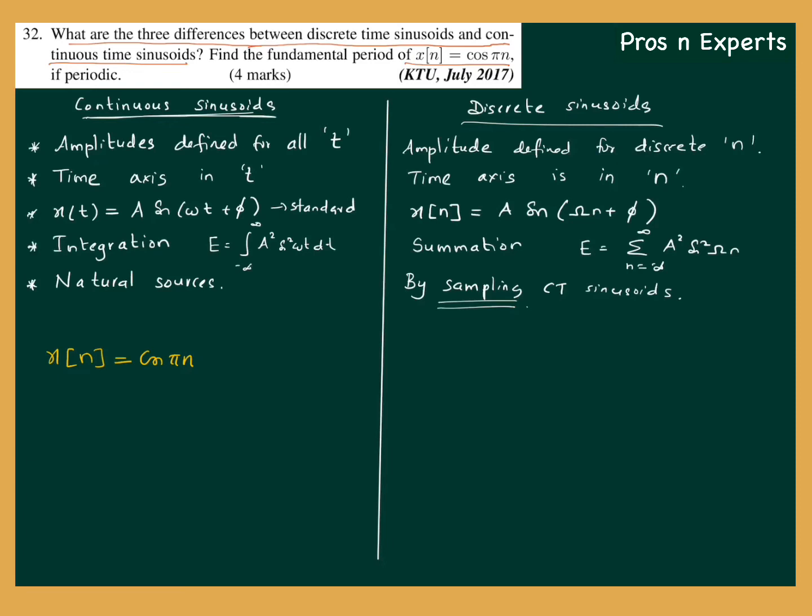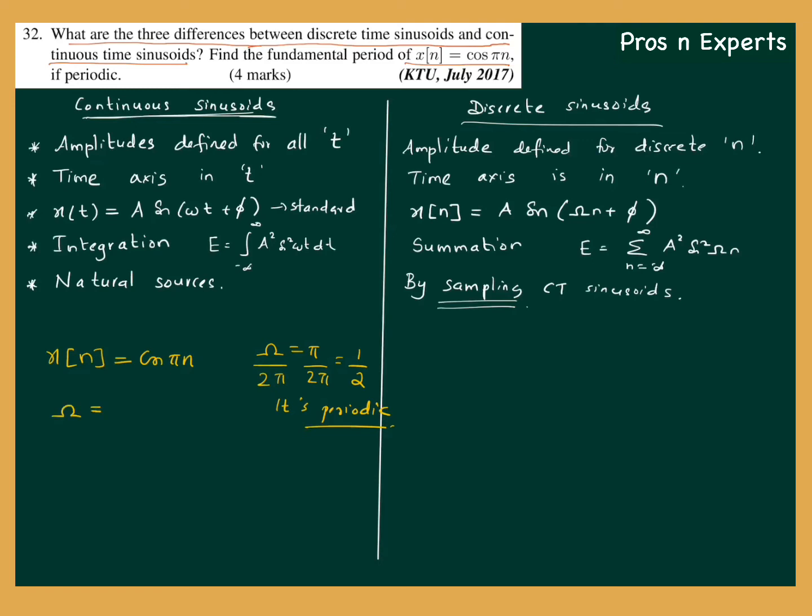First, we need to find out if it is periodic. For that, to check whether this discrete time sinusoid is periodic, you find out omega. Omega is nothing but the coefficient of n inside this cosine term. Okay, that is pi. So omega is equal to pi. Now find omega by 2 pi. So pi by 2 pi will give you a ratio of integers. If it is a ratio of integers, then it is periodic. So it is periodic. Okay, and now that it is periodic, you have to find out the fundamental period.